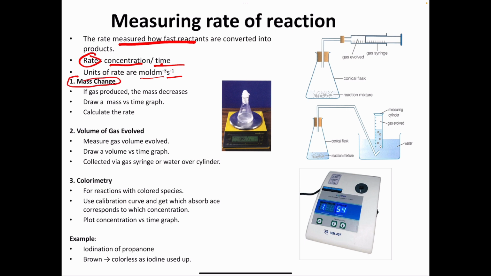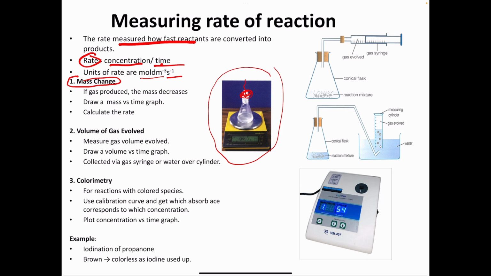This change in mass is usually used when there is a gas produced, like we see here. The reactants are placed in a reaction flask and placed on a balance. And then as the reaction progresses, a gas is produced. The gas is going to get out because the cotton wool cannot prevent the gas from escaping. It will escape, and as it goes away, the mass is going to decrease.